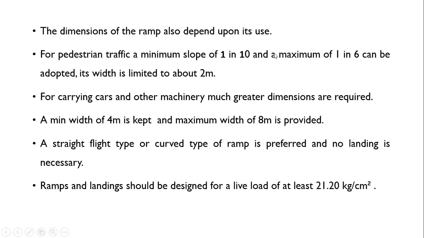The dimension of a ramp also depends upon its use. For pedestrian traffic, the minimum slope is 1 in 10, and a maximum of 1 in 6 can be adopted. 1 in 10 means for 10 meters horizontally, you go 1 meter vertically. 1 in 6 is a steeper slope, while 1 in 10 is a little flatter. The width is limited up to 2 meters; the minimum width for this ramp is 2 meters, with inclination 1 in 10.